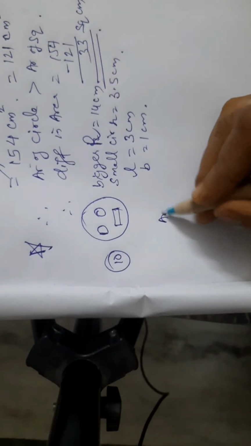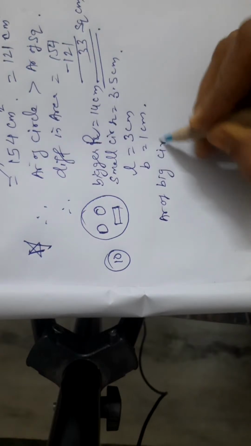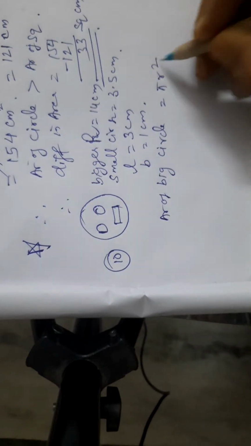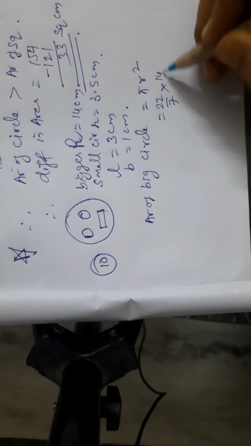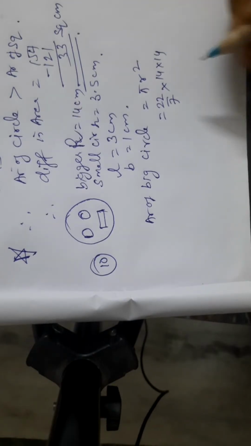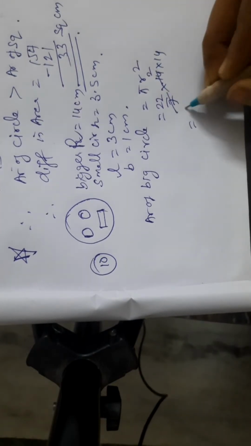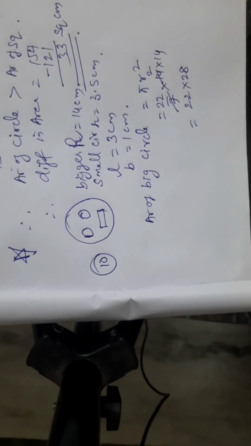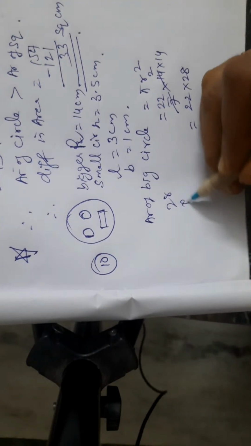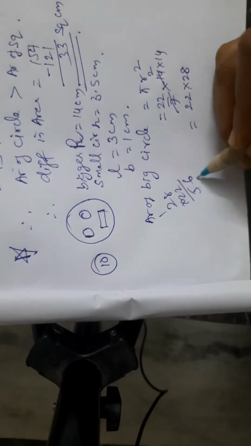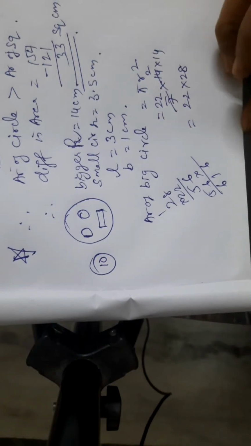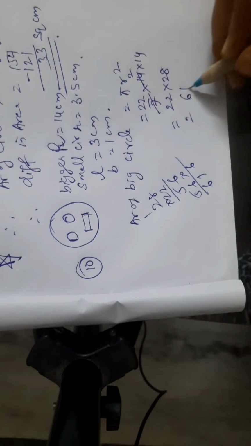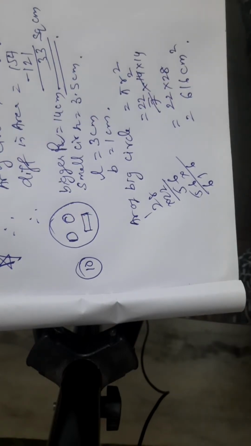So here, first one, area of the big circle. Area formula is as usual pi r square. Pi is given 22 by 7. Radius of the big circle is 14. So we'll replace it by 14. Now have the cancellation. 22 multiplied by 28. So here 616. So we got this to be 616 centimeter square.